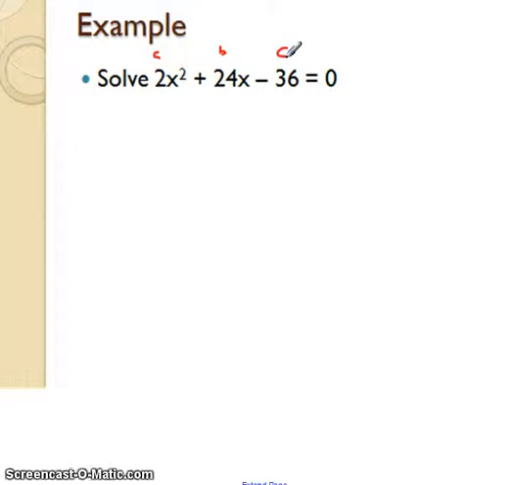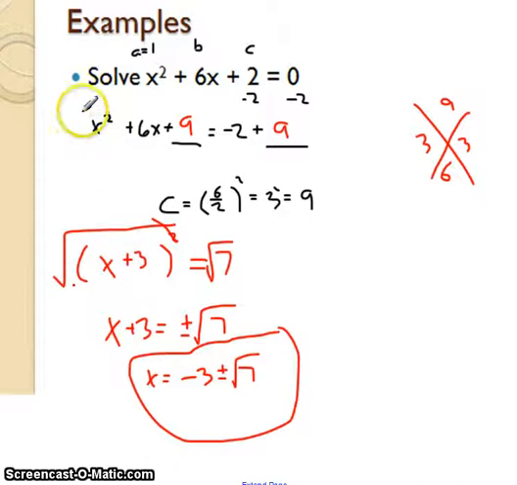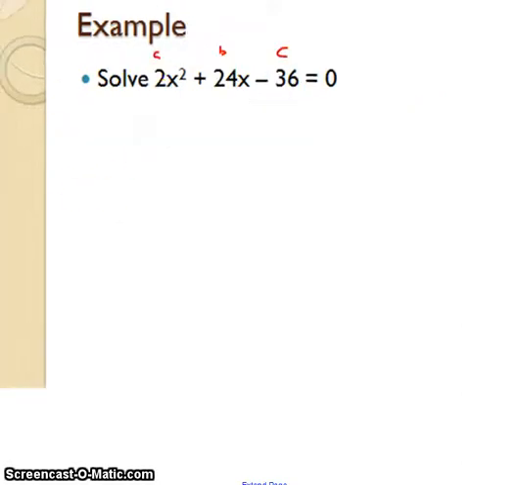In other words, a has to be equal to 1 to complete the square. In the previous example, a was equal to 1, so we didn't need to do that step. But here we have a situation where we will now divide by 2 to get a equal to 1. And to do that, we have to divide every single term by that 2. So what we'll have here is 1x squared plus 12x minus 18 equal to 0.